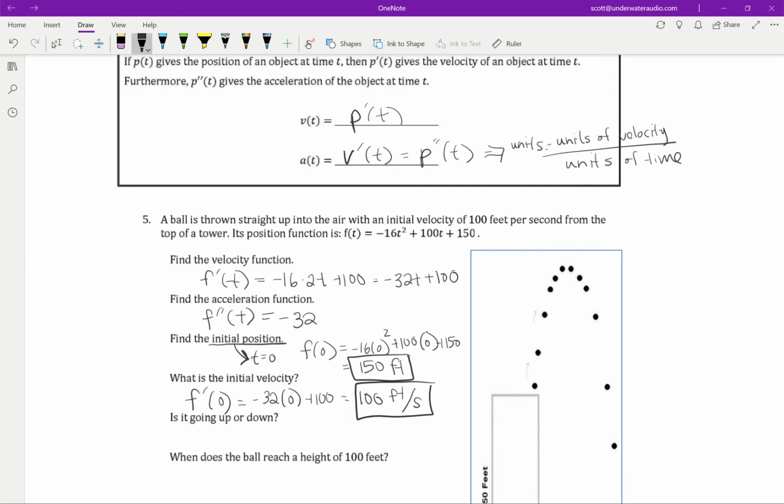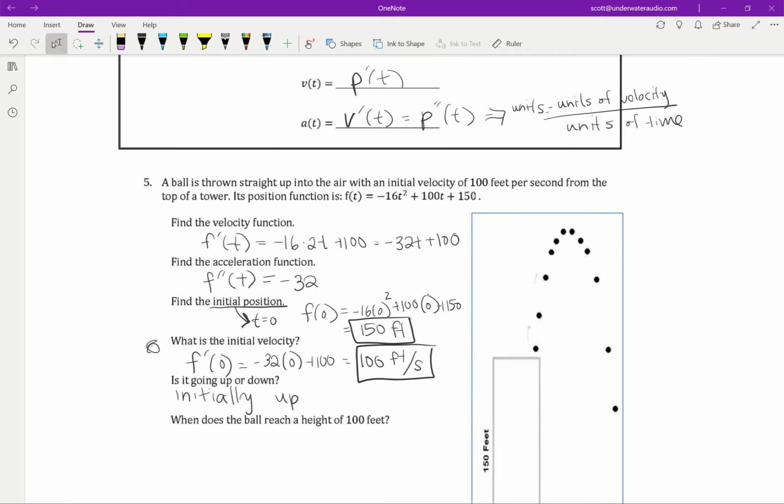So is it going up or down? So I like to read the problem again. A ball is thrown straight up into the air with an initial velocity of 100 feet per second from the top of a tower. Okay, so I didn't need to do the math here. Its position function is negative 16t squared plus 100t plus 150. So initially it's going up. It was thrown straight up into the air. So initially up.